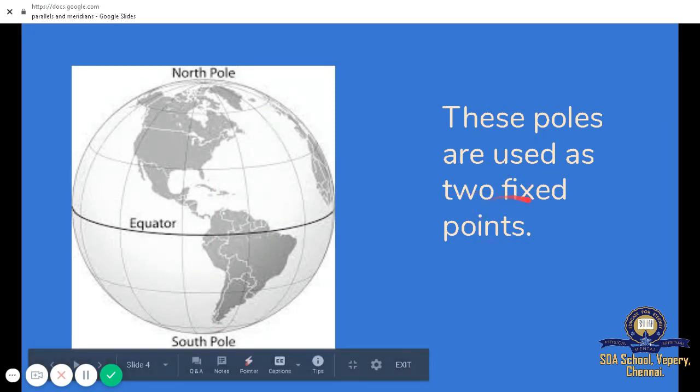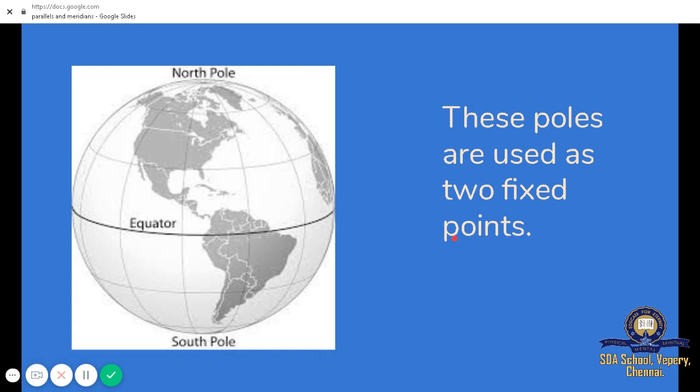These poles are used as two fixed points. A set of circles is drawn on the surface of the Earth between the poles, right? These circles run from west to east, because the Earth rotates from west to east on its own axis. So these circles also run from west to east, and these imaginary lines are called parallels.